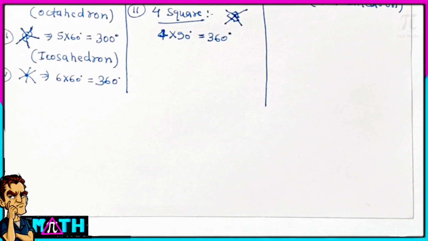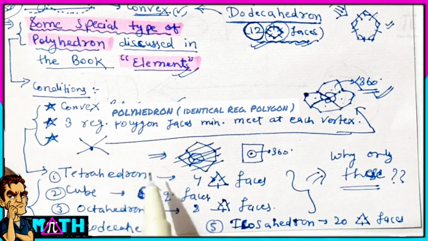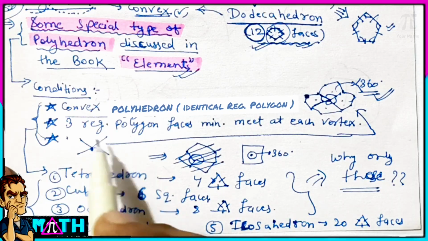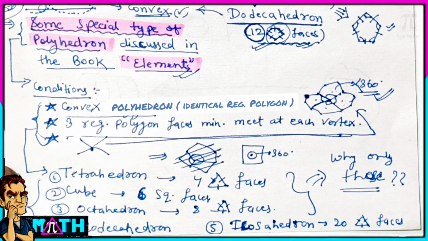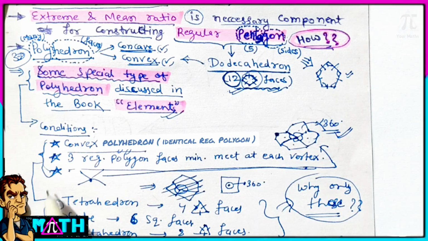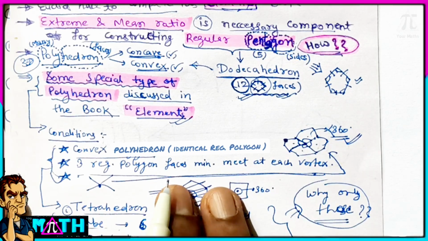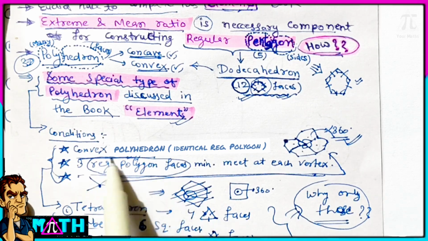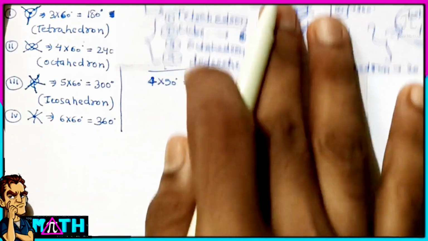In the previous video I told you that these are the 3 conditions that when a polyhedron satisfies, then it becomes a Platonic solid, and there are a total of 5 Platonic solids possible. Why only these? Today we discuss this, and how the extreme and mean ratio is a necessary component for constructing a regular pentagon. We will discuss this in our upcoming video. So the condition is we need a convex polyhedron having regular polygon faces.